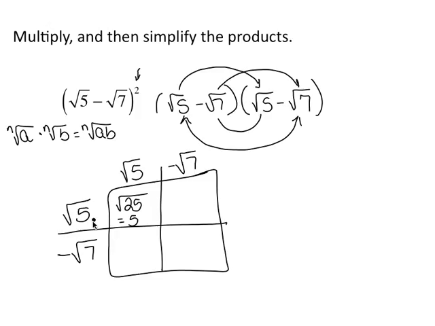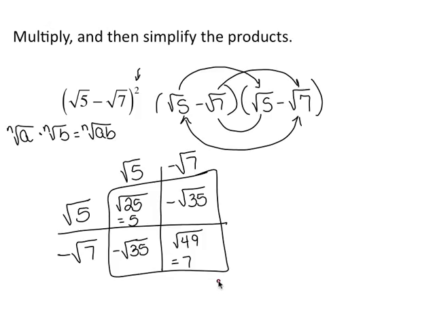to 5. And then the square root of 5 times the negative square root of 7 is equal to negative square root of 35. And then again, square root of 5 times the negative square root of 7 is negative square root of 35. Negative square root of 7 times negative square root of 7 gives you the square root of 49, which simplifies to 7.